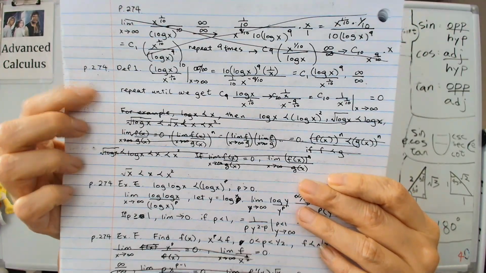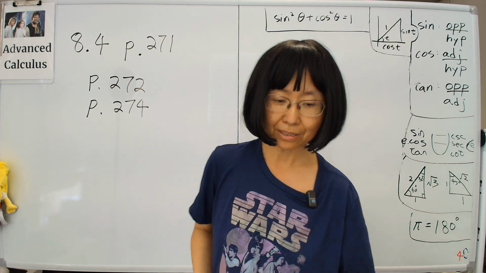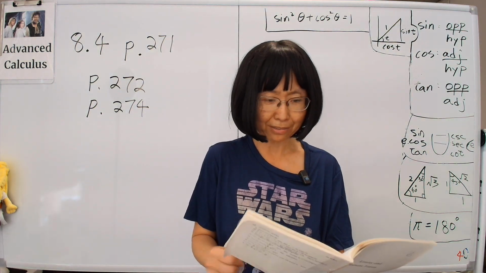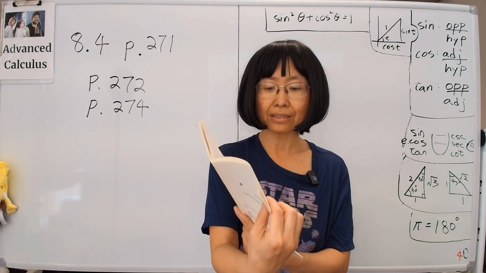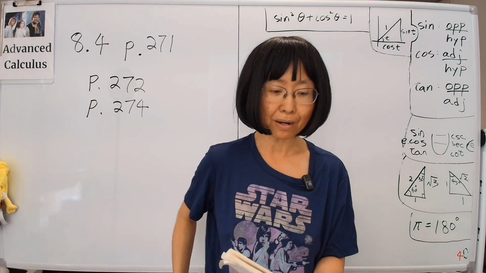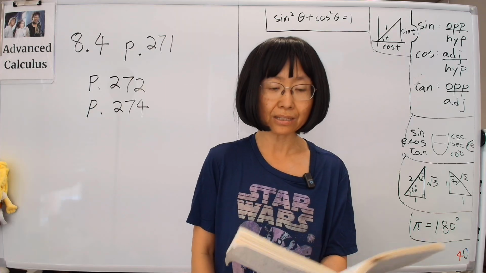Please do this yourself. It's just a matter of doing L'Hopital's rule 10 times. But you don't actually do it 10 times. You just pretend to do it 10 times, because who wants to do that 10 times anyway? So that proves that log x raised to the power 10 is weaker than the 10th root of x.